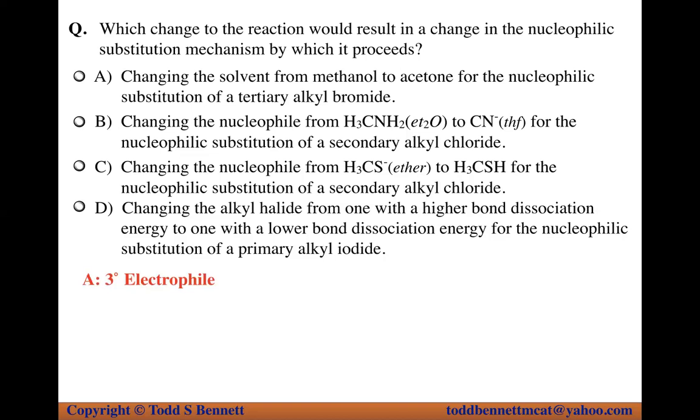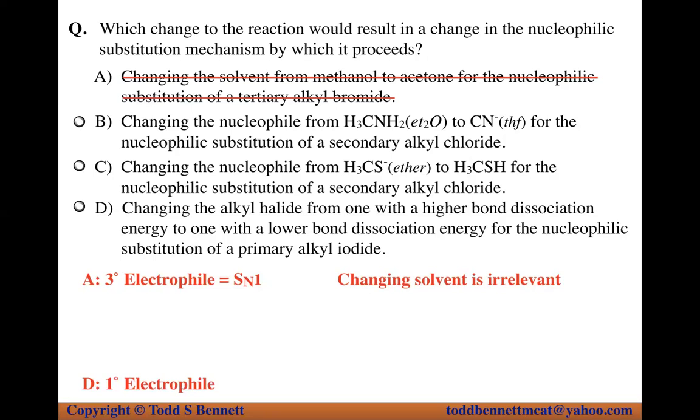So for choice A, we have a tertiary electrophile, and we're changing the solvent from methanol to acetone. So we're going from a protic to aprotic solvent. So protic favors SN1, aprotic favors SN2, but tertiary, it's going to be SN1 no matter what we do. Changing the solvent is just going to slow it down, but it's still going to be the SN1 mechanism. So also go through the carbocation.